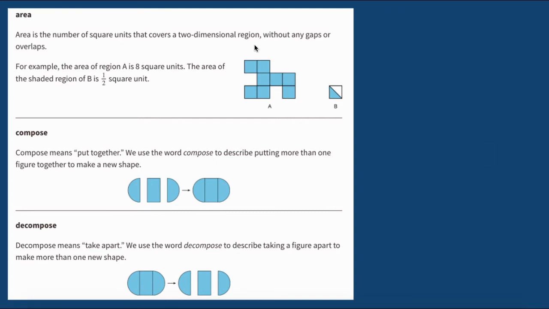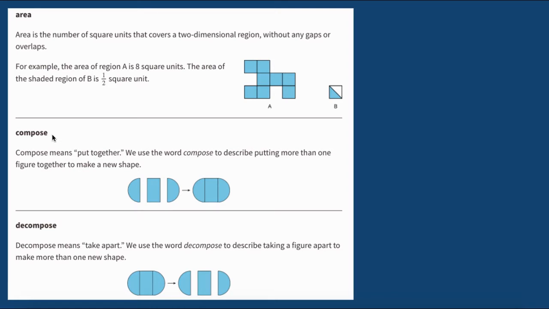This whole entire week and this whole unit we're going to be talking about area. And area is defined as the number of square units that cover a two-dimensional region without any gaps or overlaps. So if we have this figure A here, it may not be a rectangle, which we know how to find the area of, but we can count the square units in it, which gives us the area.